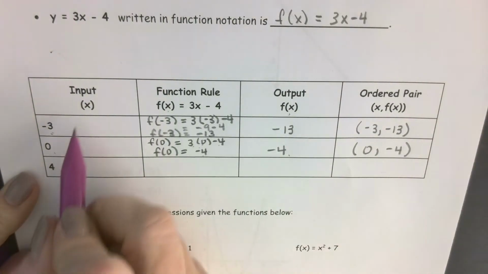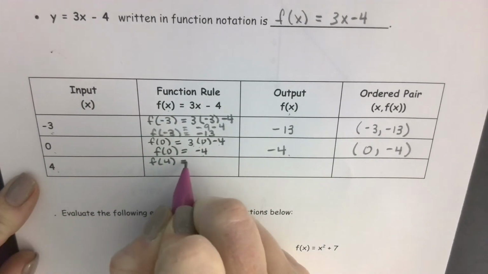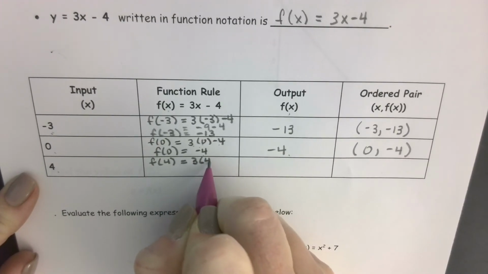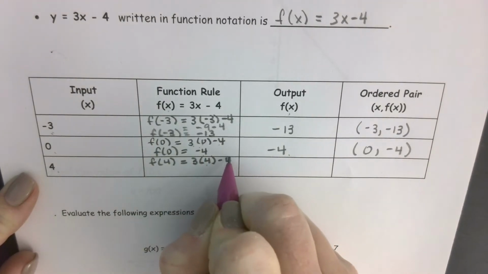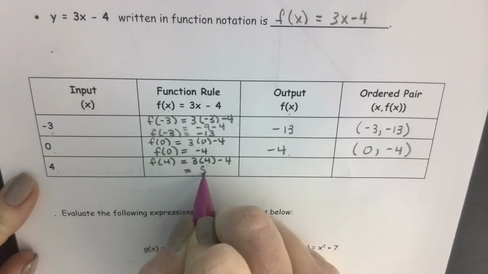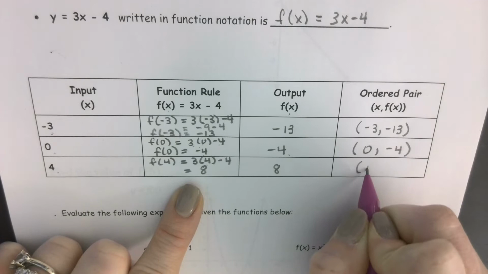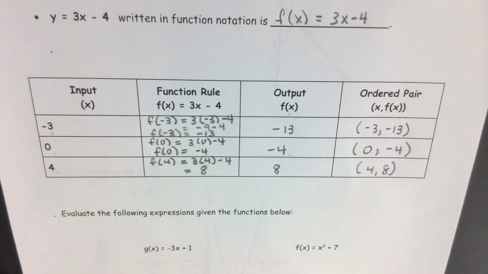Let's see how you did. So our input is 4, so we're going to write it as f of 4 is equal to 3 times 4, replace the x with 4, minus 4. 3 times 4 is 12. 12 minus 4 is 8. Our f of x is equal to 8. Our ordered pair would be 4, comma, 8. Given a function rule and a value for an input or our x value, we can find the corresponding f of x or y value or output value.